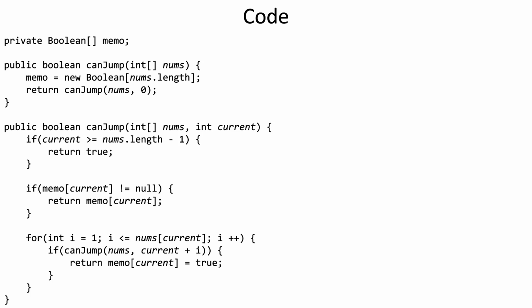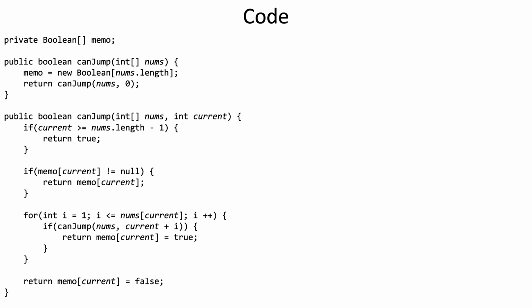Now we iterate from 1 all the way up to the amount we can jump, and if we can make it to the end from there, then we return true. If we cannot make it to the end from any position we jump to, we return false. The time complexity is O of n, since every element is memoized, so we calculate each position exactly once.